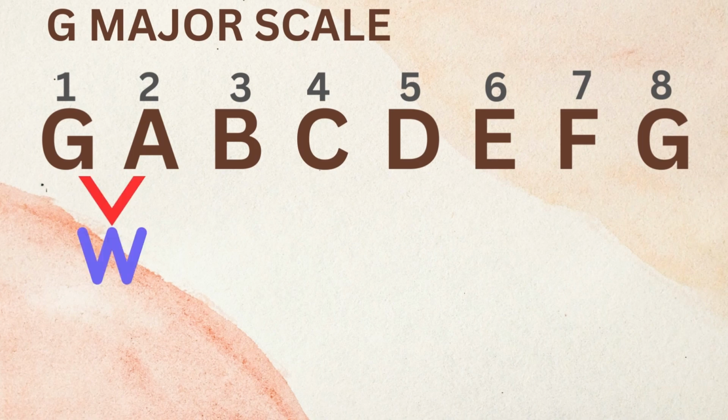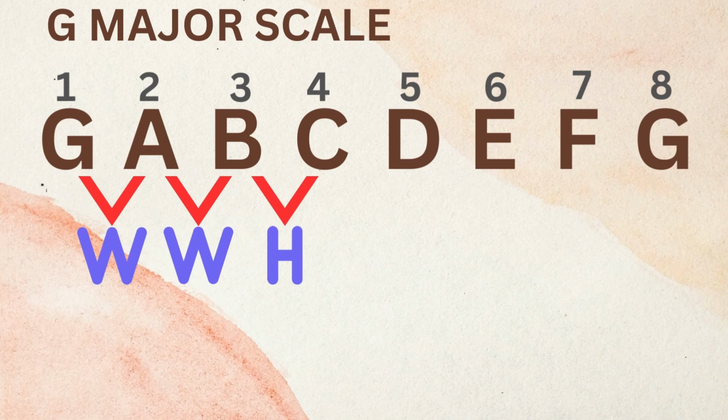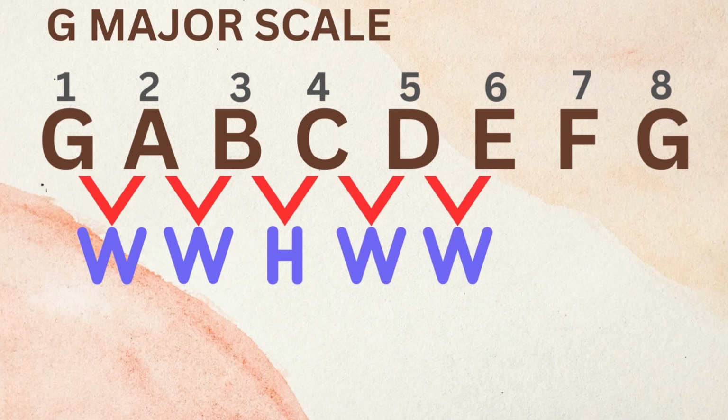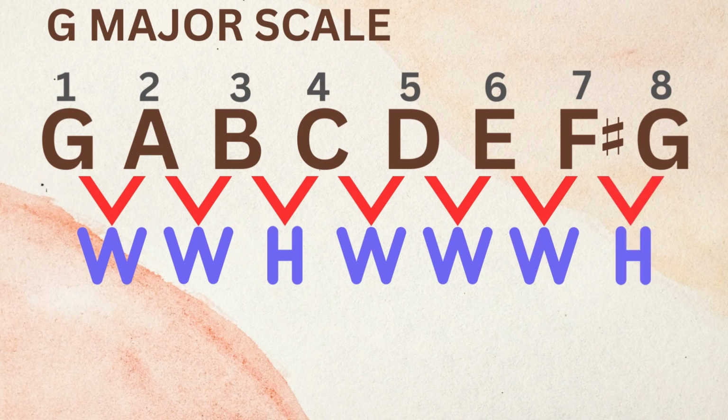G to A is whole. A to B is whole. B to C is half. C to D is whole. D to E is whole. E to F is half, so we need to sharp F to make it whole. F sharp to G is half. So the notes of the G major scale are G, A, B, C, D, E, F sharp, and G.